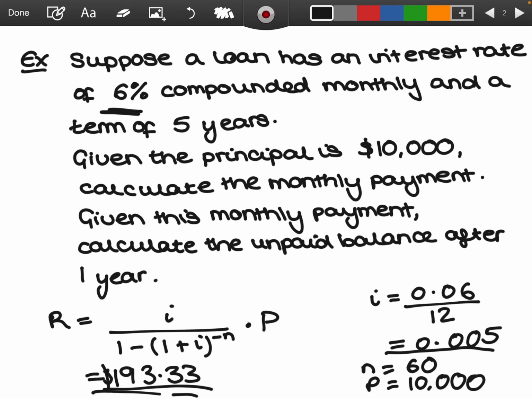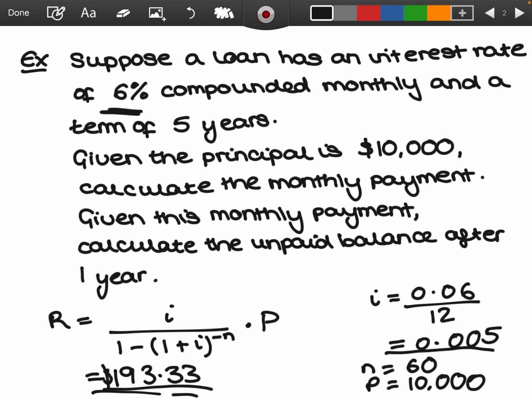Because the interest amount, that 0.5% of whatever you have left on the loan, let's say, I don't know, $1,000, 0.5% on $1,000 is a very small amount of interest compared to 0.5% on $10,000. So the majority of the payment, the majority of that $193 that you're paying each month at the start, the majority of that goes towards interest.